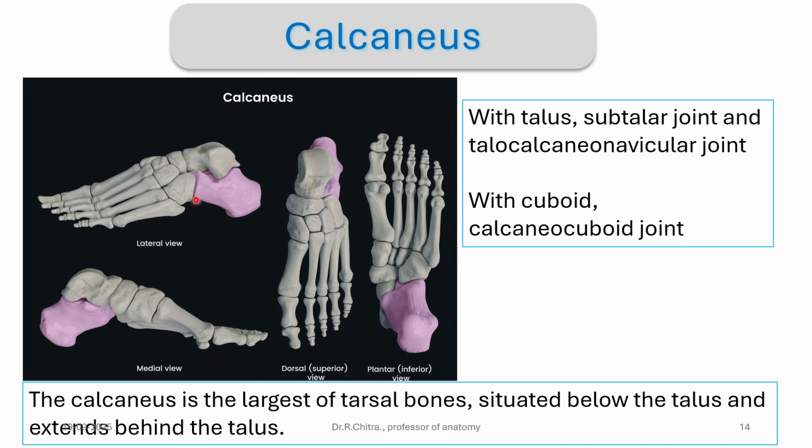In front it articulates with what is this bone? Cuboid, calcaneo-cuboid joint. With talus and navicular, talocalcaneo-navicular joint.